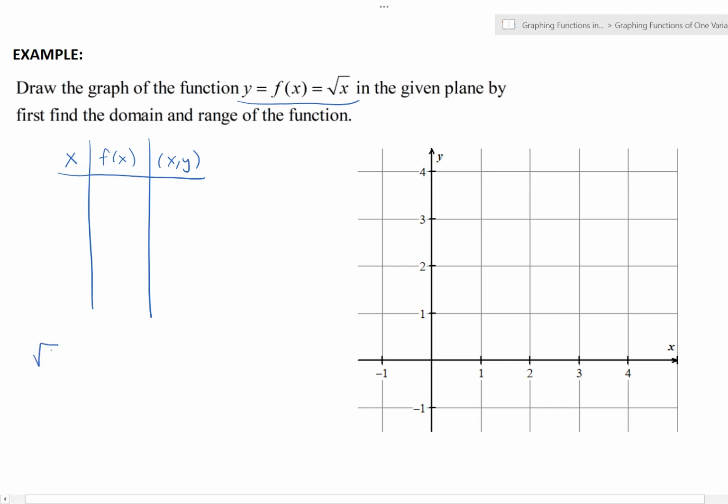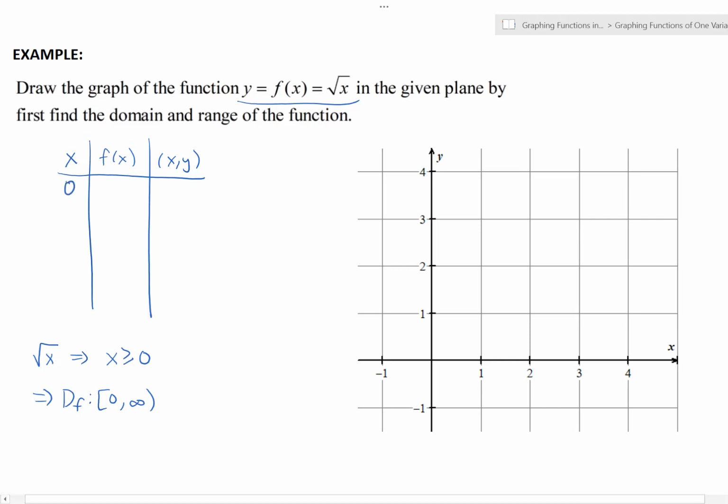The square root of x, remember, tells us that x cannot be negative. So we can only plug in 0 or positive values. For this reason, the domain of this function is the interval bracket at 0, parenthesis at infinity. So all the non-negative real numbers. That means I'm not even going to bother putting in negative values of x. And now I'll just start at the smallest value of x, maybe 0.